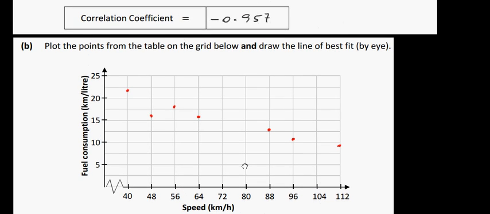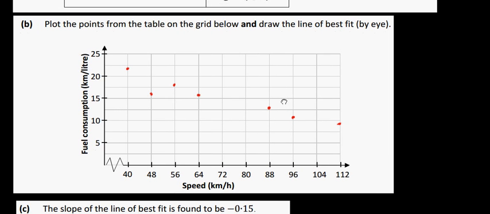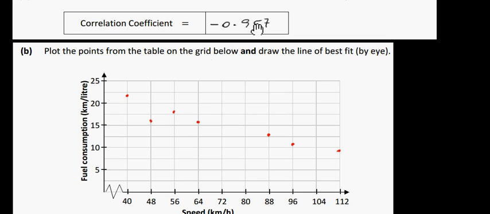Okay, so let's draw a line of best fit. Now it says draw it by eye, but usually once you've found the correlation coefficient on your calculator, it will also give you the mean of the x values and the mean of the y values, so you just need to know how to do that on your calculators. The mean of the x's here was 72, and the mean of the y values is 14.9.